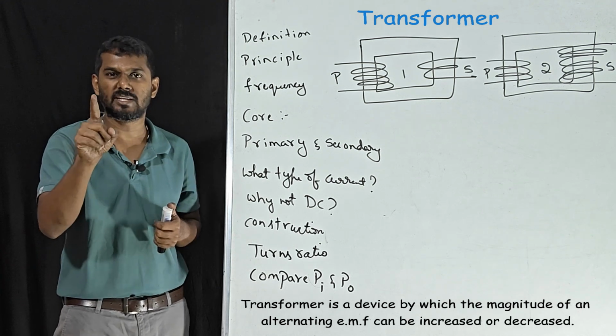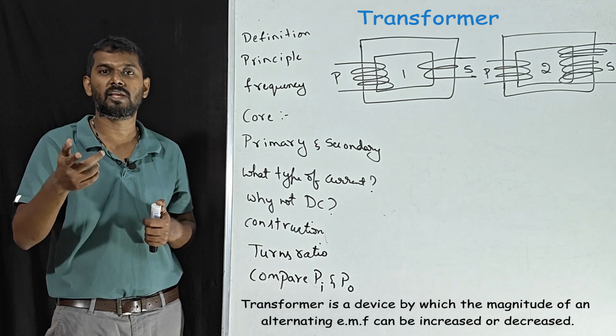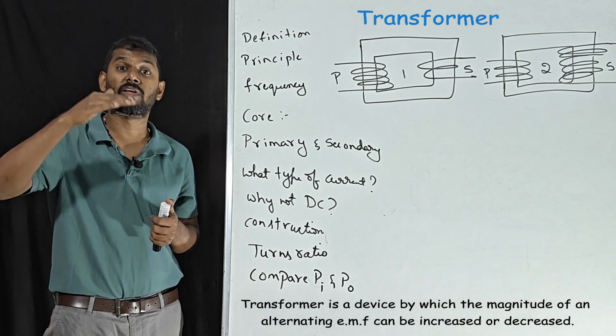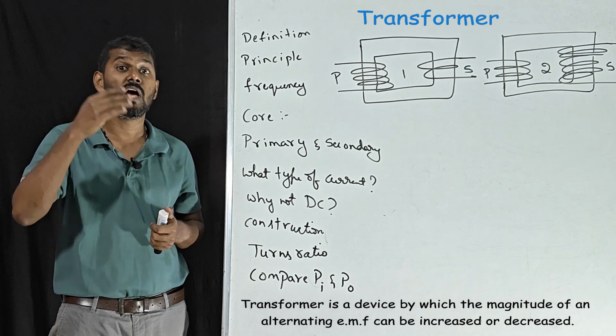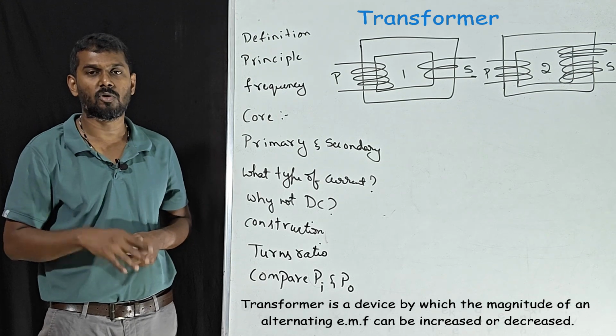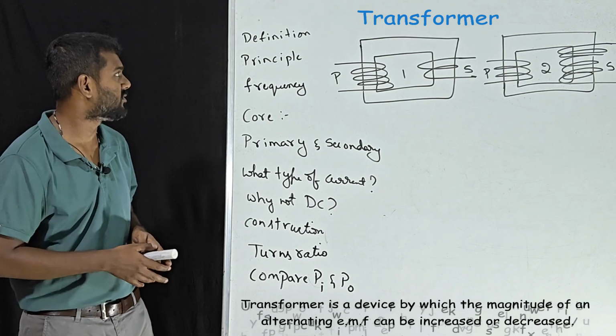What do you mean by EMF? That is nothing but voltage. What do you mean by vary? That is nothing but changing. Correct? So we can increase the value of AC voltage or decrease the value of AC voltage. This is the definition of a transformer.